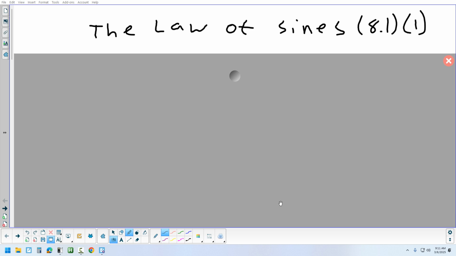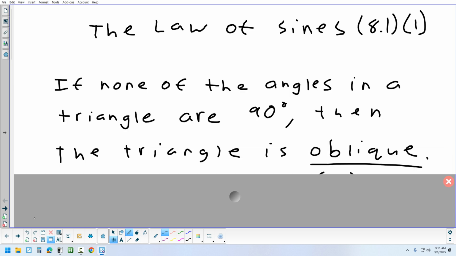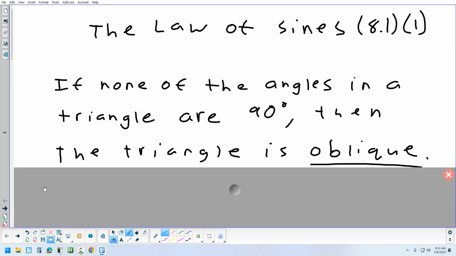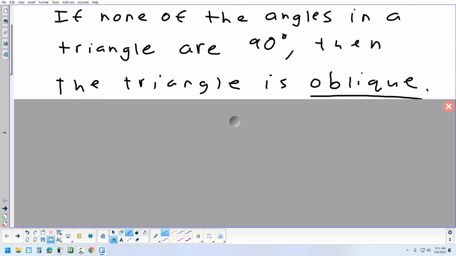And if you're thinking, well, we've already done that. We've already figured out sides and angles. Yep, we have. What kind of triangle did we always work with in the past when we were trying to figure out the sides and the angles? Right triangle. We always worked with the right triangle. So the law of sines and cosines allows us to figure out sides and angles when you don't have a right triangle. So when you don't have a right triangle, that's called an oblique triangle.